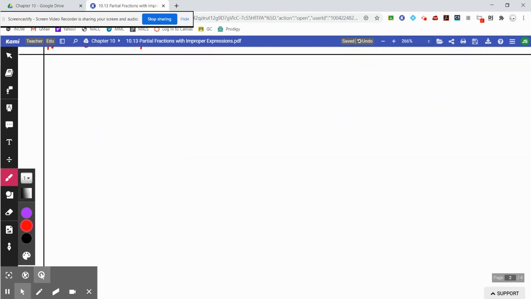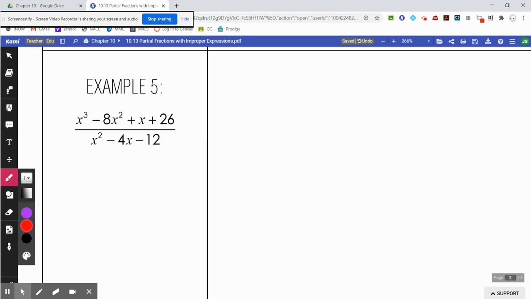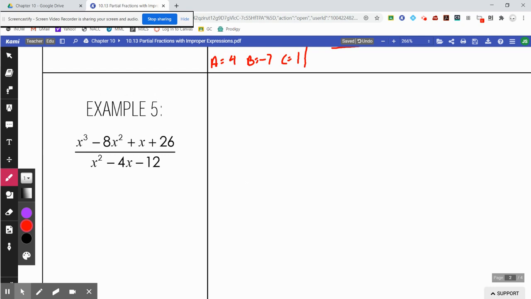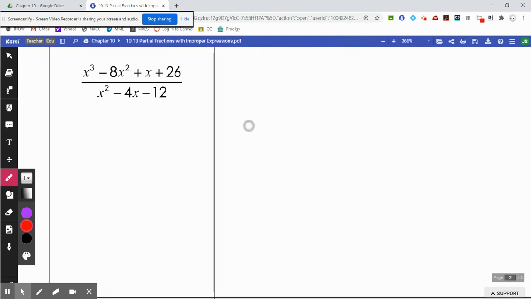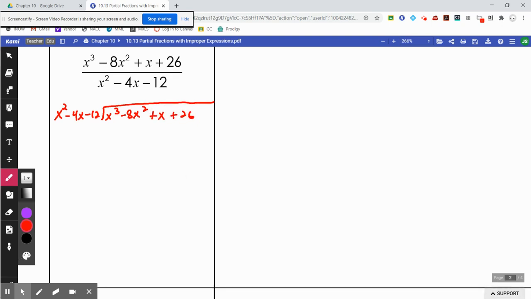Okay, the next one. Same method. We're going to divide to begin with. Now, a little bit uglier division because it's improper and it's a higher power. So let's just divide over here. We're going to divide x squared minus 4x minus 12 into x to the third minus 8x squared plus x plus 26. So it's going to take a couple of steps this time.